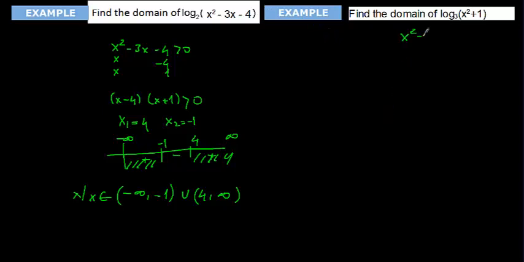Let me explain this one. x squared plus 1 is greater than 0. Why is it different? Because we cannot factorize this one. If you try, x squared plus 1 is equal to 0, so x squared is equal to minus 1, and in real numbers we don't have a solution for this. But I know this one: x squared is always positive and 1 is always positive, so x squared plus 1 is always positive, which means the domain of f is all real numbers, because x squared plus 1 is always positive.